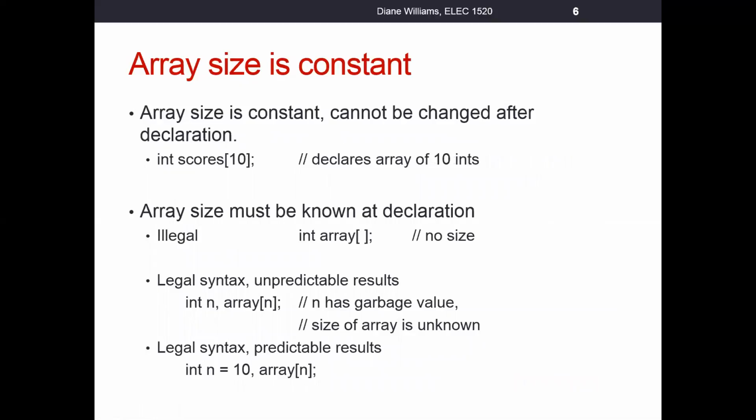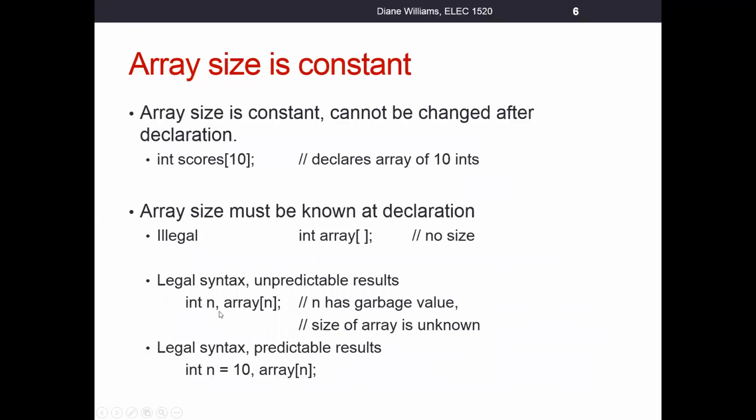The array size is constant. Once we declare it, we cannot change it. So right here, we've declared an array of type int. The array name is scores, and there's 10 elements in it. We cannot change it later. We also can't declare it like this. We can't leave these brackets empty and give it no size. So that's illegal. This is legal syntax in terms of I can declare an integer variable named n.